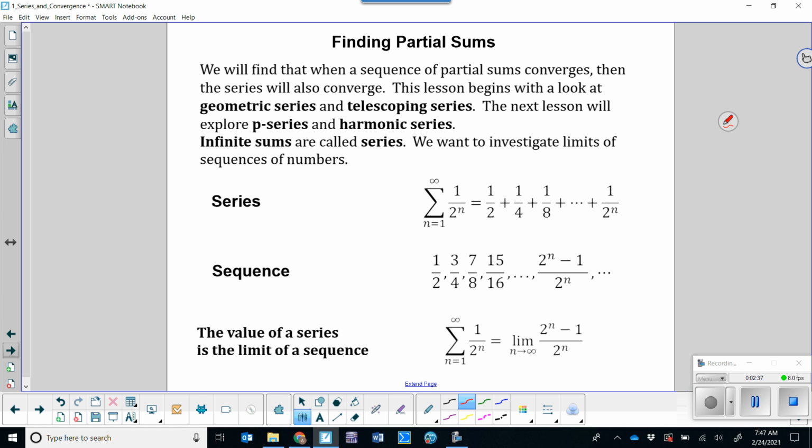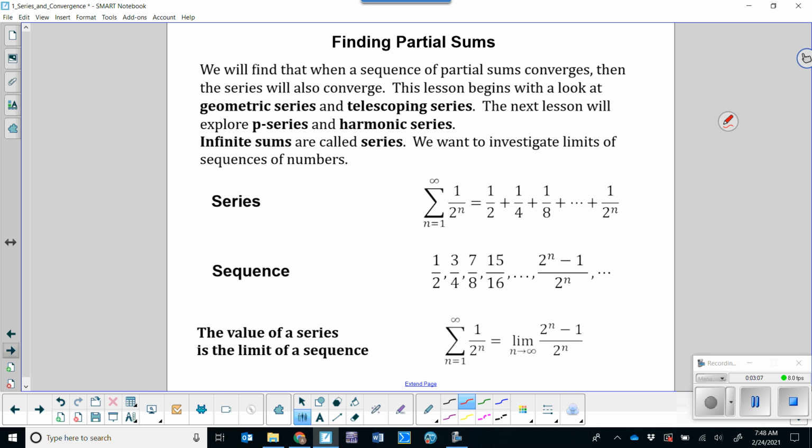All right, so now we're going to look at finding what we call partial sums, and that's important to understand when a series would converge. And the reason we want to know about converging is that converging means that as I go from n equals 1 to infinity, I can actually get an answer for the sum. And so the first series that we're going to look at, we will actually be able to get that sum.